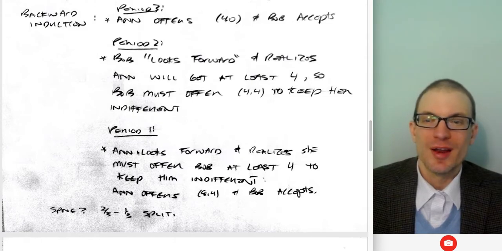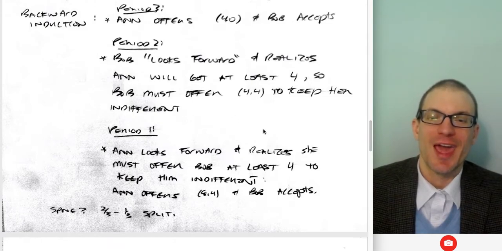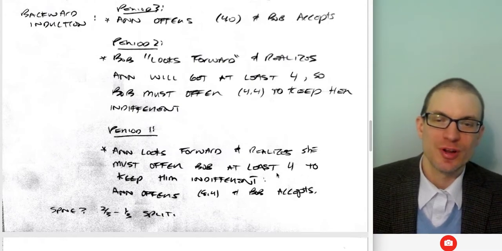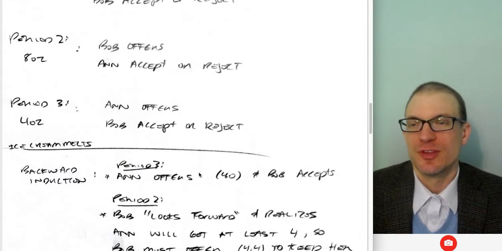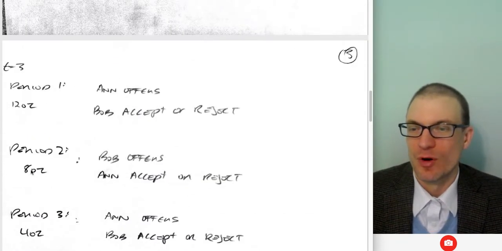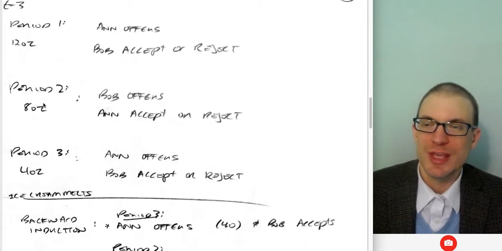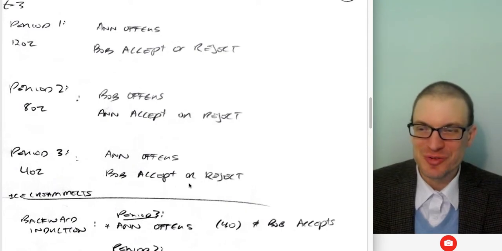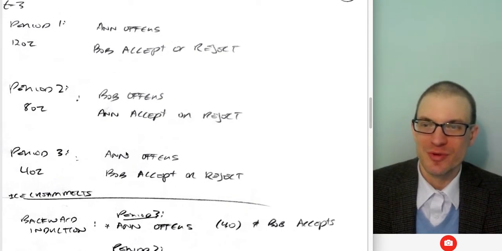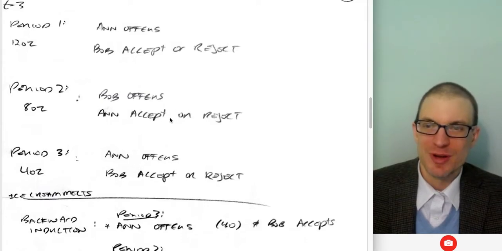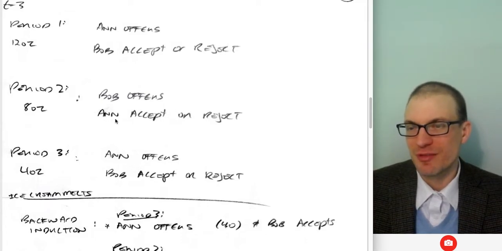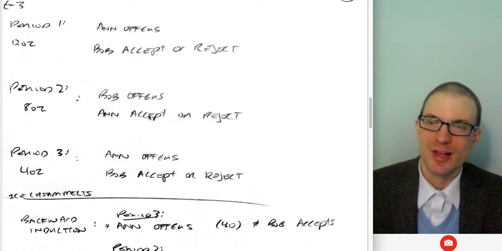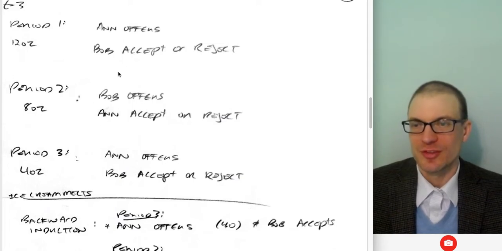In period 1, Ann is going to look forward, realize that Ann is going to have to offer Bob at least 4 to keep Bob indifferent. Because in period 2, Bob is going to get 4, because Bob only has to offer Ann 4, because Ann would get 4 as a result of the period 3 offer if we make it to period 3. So Bob offers Bob's self 4, which means Ann is going to have to offer Bob 4 in period 1 so that Bob realizes I might as well accept in period 1 than let this game persist.